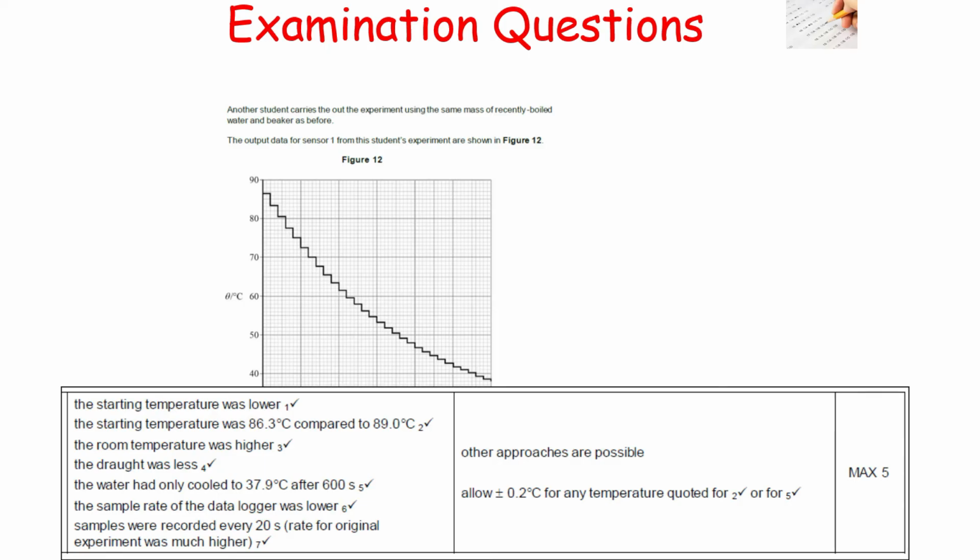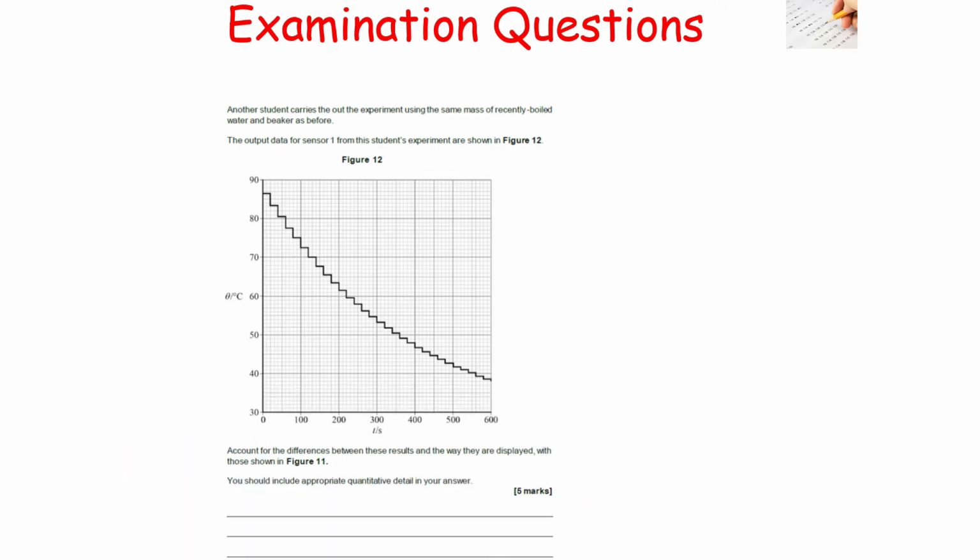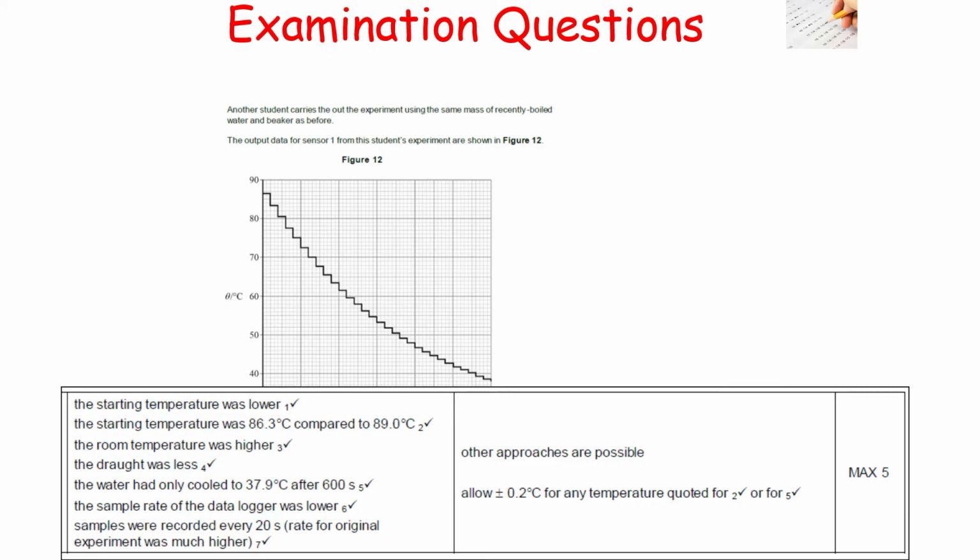Now the other thing to note when looking at the graph is that you can tell quite quickly that the sample rate of the data logger was longer, because you've got these discrete drops as we're going through it. The samples here, you can see from your graph, are recorded every 20 seconds. You can see it by the drops which take place. So the original experiment didn't have these drops, so therefore it's much higher. So you've got to be able to compare and contrast data.